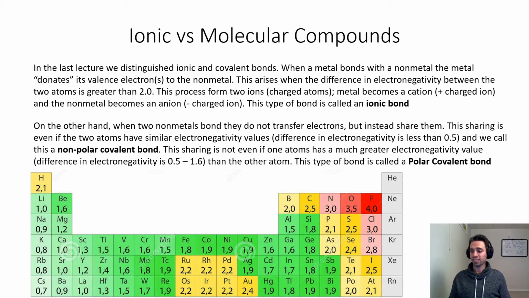But to make it easy, in reality, an ionic bond is between a metal and nonmetal, and a covalent bond is between two nonmetals. Those electronegativity values are really just used to differentiate a polar covalent bond from a non-polar covalent bond.